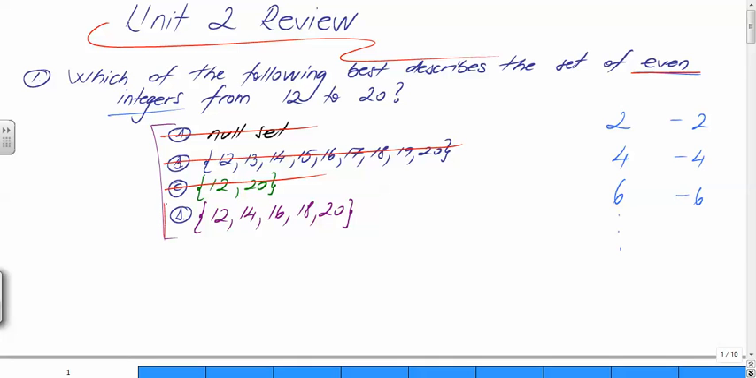So obviously, the answer to this problem would be 12, 14, 16, 18, 20. You count by 2 if you want, and that's how you get all the elements of this set that describes the even integers from 12 to 20. Okay?